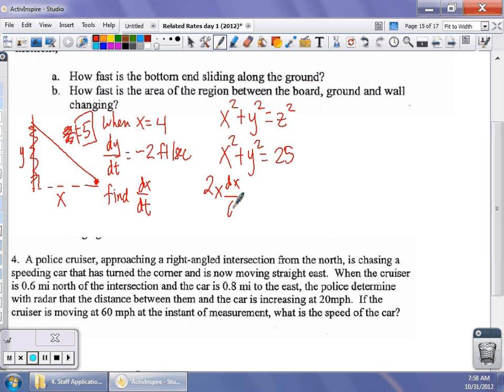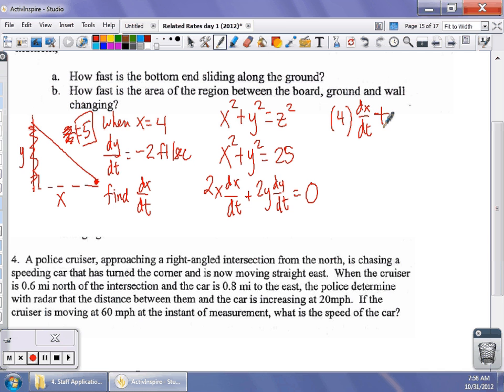2x dx/dt plus 2y dy/dt is equal to 0, which works out nicely. Saves me a little work. I can divide the 2's out on both sides. So we know that x is 4, so in place of x I'm substituting 4. dx/dt is what we're trying to figure out.